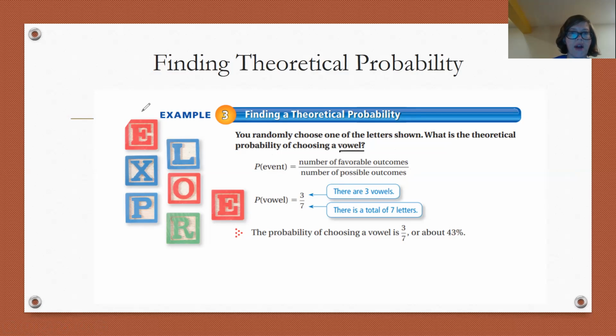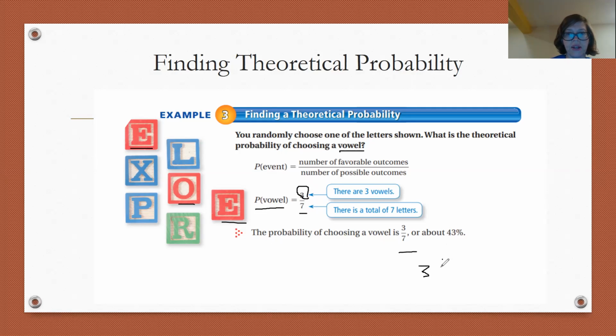So you need to go over here and look at your blocks, your letters. How many are vowels? Because we are finding the theoretical probability of choosing a vowel. So in theory, what is the probability of choosing a vowel? Well, we got to count how many vowels. So we got 1, 2, 3, 3 vowels. So that number goes on top. There is a total of 7 letters, so that goes on bottom. So it's 3 over 7, the ratio of 3 over 7. So the probability of choosing a vowel is 3 over 7.